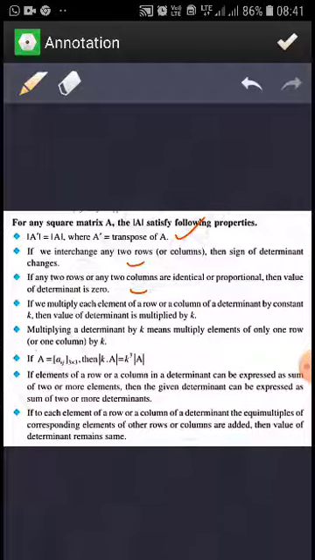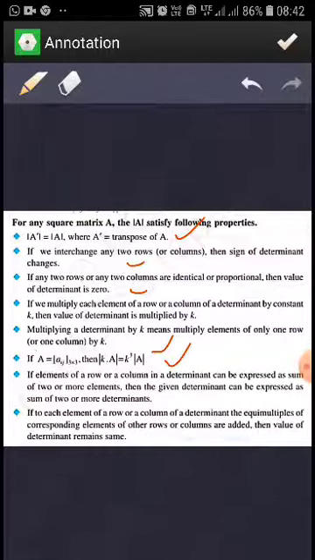And the other property is: multiplying a determinant by k means multiplying the elements of only one row. In a matrix, multiplying by k means each and every element is multiplied by k, but in a determinant, multiplying a particular row or column by k means only that particular row or column will be multiplied. Now this is the property.